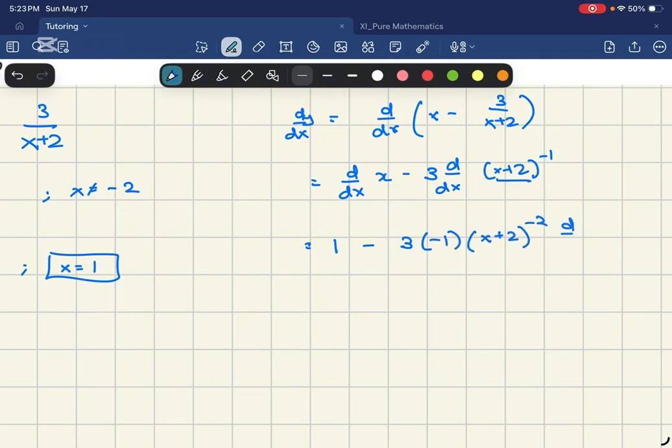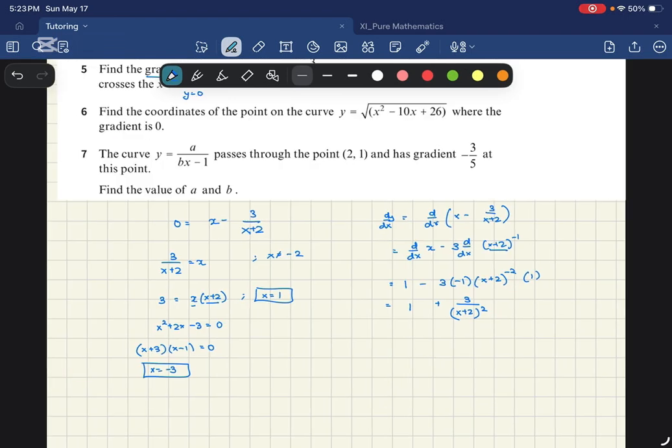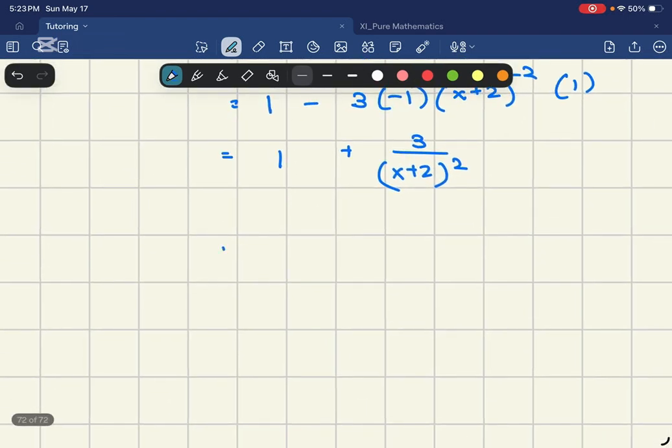And since the inside has an x, you have to differentiate it again. If you differentiate it again, you'll get 1, so times 1. So you get 1 plus 3 over x plus 2 squared. Now I want to substitute x is equal to 1. dy by dx when x is equal to 1 is 1 plus 3 over 9, right? 1 plus 2 is 3, so 3 squared is 9. So 1 plus 1 over 3 is going to be 4 over 3.